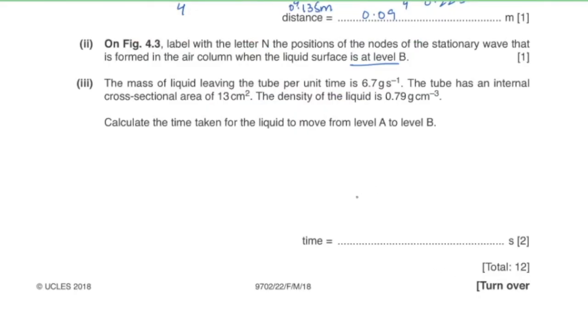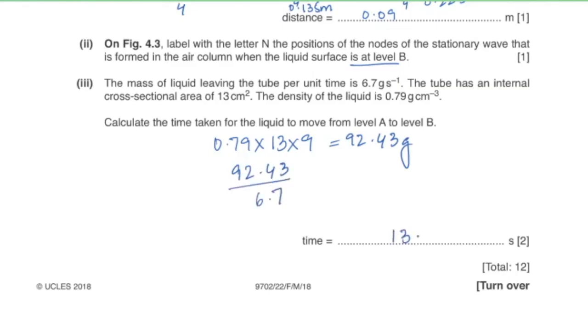So first we should be calculating what mass of liquid is going to leave from A towards B, and that's density into volume, which is 0.79, and the volume of the liquid is going to be area into length. The cross-sectional area of the tube is 13 centimeters squared into length, which we must convert into centimeters. So 0.09 meters will be converted into centimeters, which is 9. And we get 92.43 grams of that liquid, which moves from A to B. Now 6.7 grams of liquid travels in each second, so 92.43 grams of liquid will be traveling in 92.43 divided by 6.7, and that's 13.8 seconds.